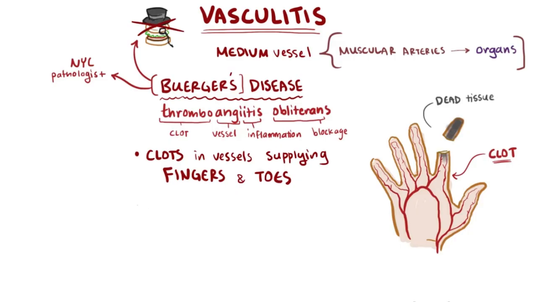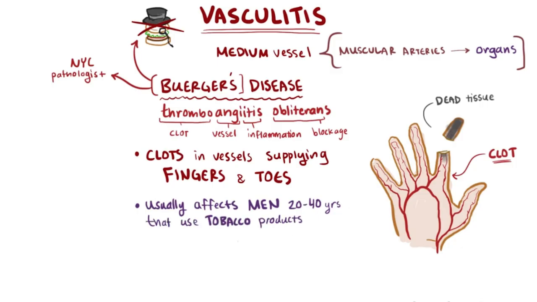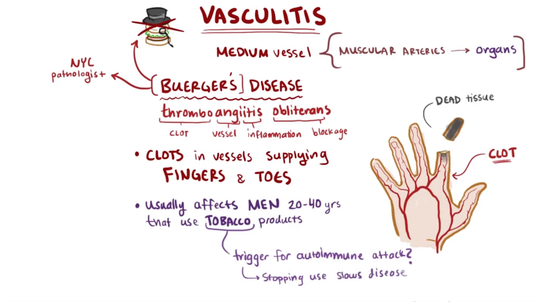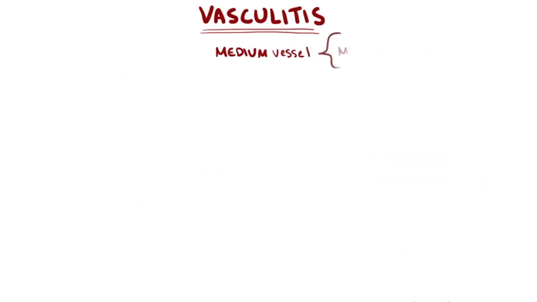Not fun. Buerger's disease typically affects men between the ages of 20 and 40 years old, and the biggest risk factor for the disease is the use of tobacco products. In fact, it's thought that tobacco might be the trigger for the autoimmune response against the blood vessels. Stopping the use of tobacco actually slows down, but doesn't necessarily stop, the disease and need for amputations in most patients. Okay, on to small vessel vasculitis.